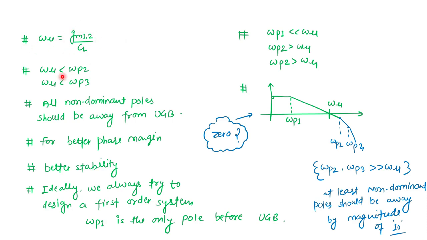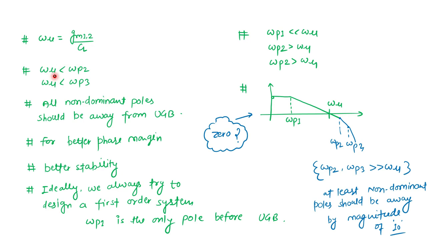Omega u is this number, and this is our expectation also. Here, omega p2 and omega p3 are due to parasitics only, so they are already very far from omega u. But in some designs, when you design higher order amplifiers or op amps, like a two-stage op amp, three-stage op amp, or multiple-stage op amps, the pole frequencies coming due to the other structure of the complete design may be lesser than this omega u also.